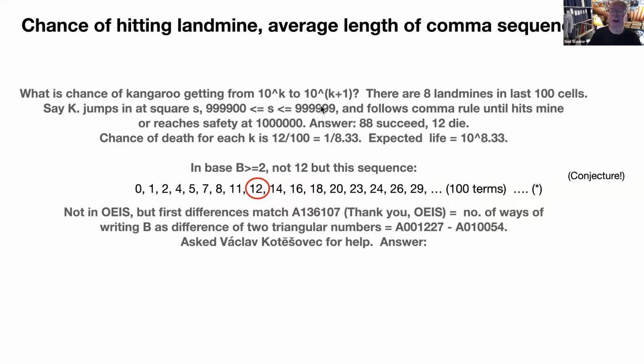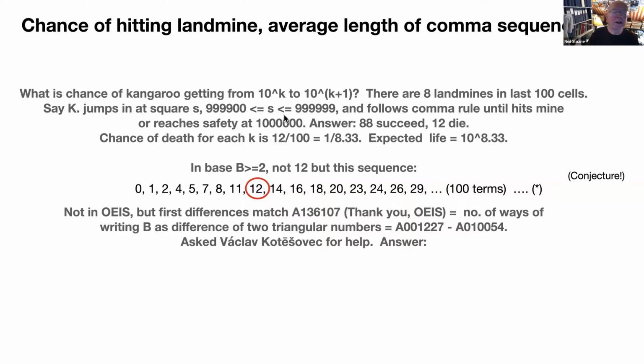Well, this is a simple calculation, and the answer is, out of these 100 numbers, 88 of them manage to get to the next century, and 12 of them die. 8 of the ones that die are the landmines, and there are 4 other numbers in this range which lead to a landmine and die. So if you pick a starting point at random and come along, the chances are 12 out of 100 tries you'll die, and 88 chances out of 100 you will succeed in living to the next century.